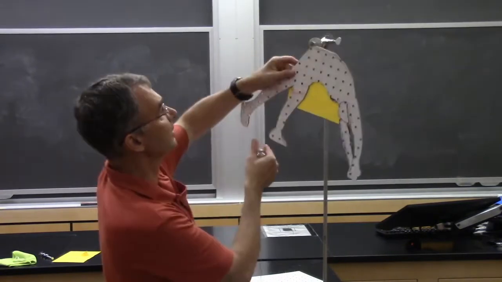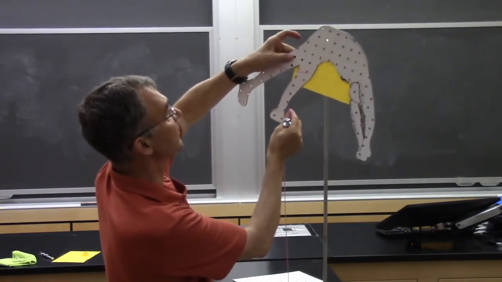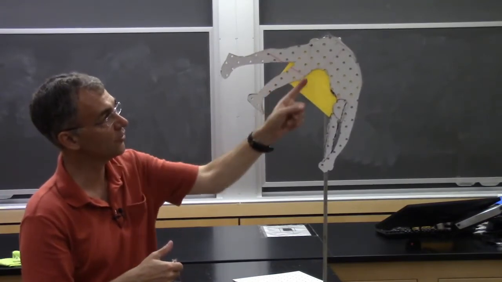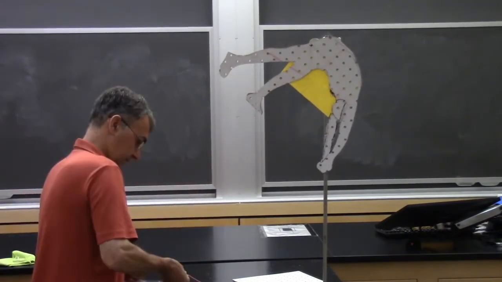Let's keep going. Okay, let's suspend our pole vaulter like this. And you say, okay, the center of mass of this shape must be somewhere along this line.